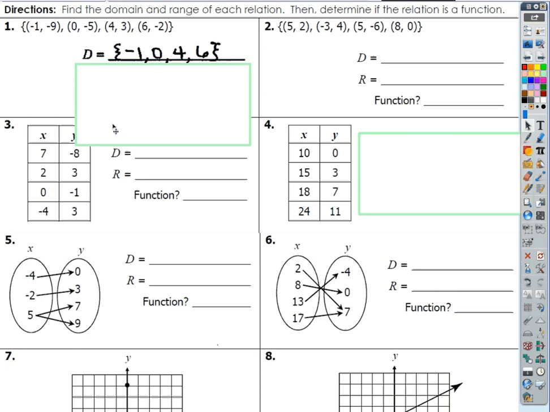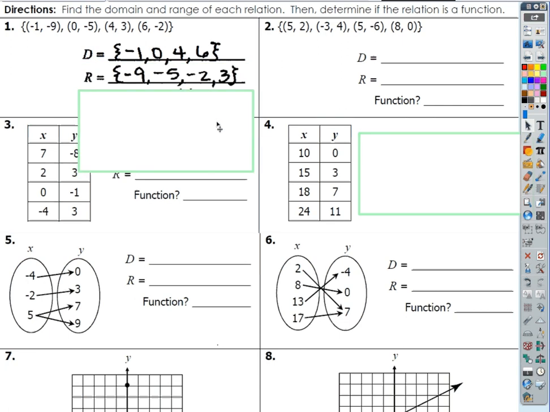What if we had multiple x values, would we write it twice? No, we only write each value down one time if it's repeated. So what's the range going to be in the correct order? -9, -5, -2, and 3. There you go, in order.